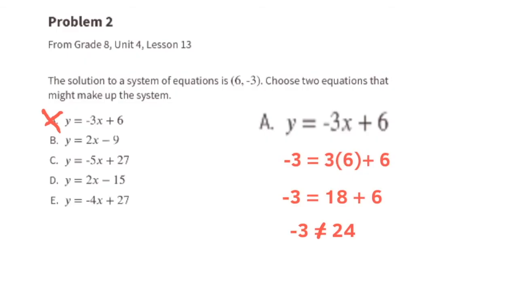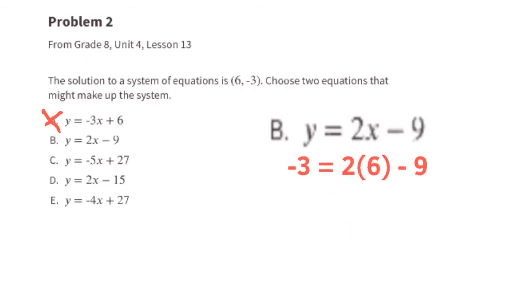Let's try equation B. Let's substitute the x with a 6 and substitute the y with a -3. Now the equation reads -3 equals 12 minus 9. 12 minus 9 equals 3, and -3 does not equal 3, so equation B could not make up the system. Equation C.